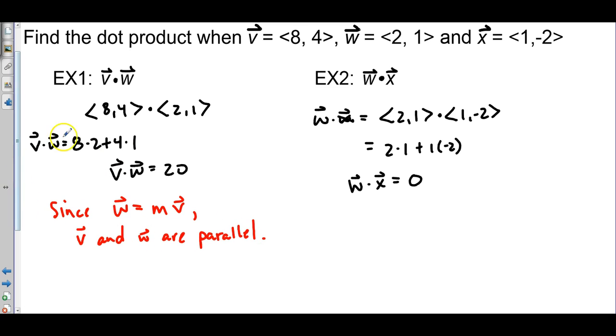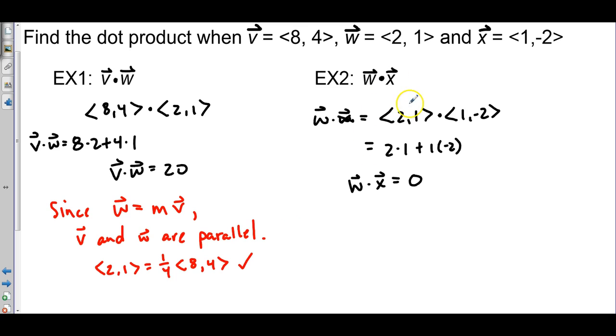And just to confirm that, we go up to here, v and w. So w is 2, 1. And what do we multiply v by to get 2, 1? Well, we multiply it by 1/4. So my scalar in this particular case is 1/4. And when I take 1/4 and multiply it by vector v, I get w. So they are in fact parallel.